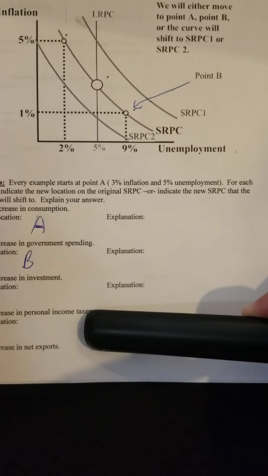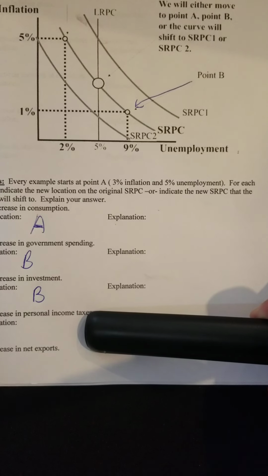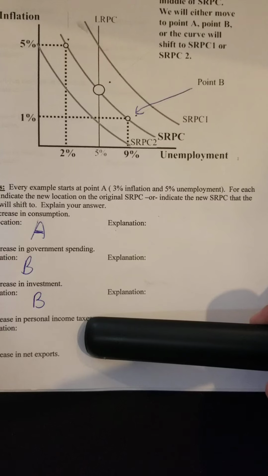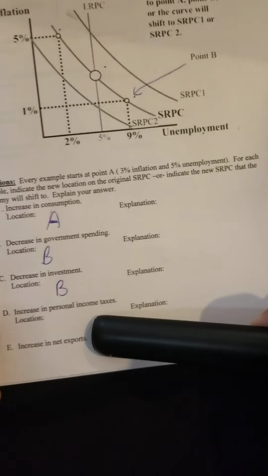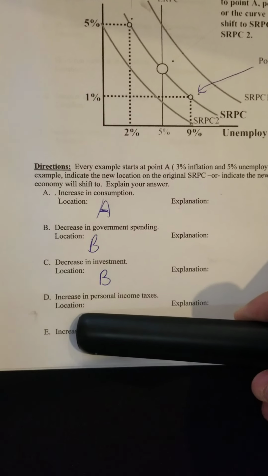Okay, decrease in investment would essentially be the same thing. Decrease in investment, companies spending less money on investment, that would increase unemployment and cause the price level to go down. Okay, next, a decrease in personal income taxes.